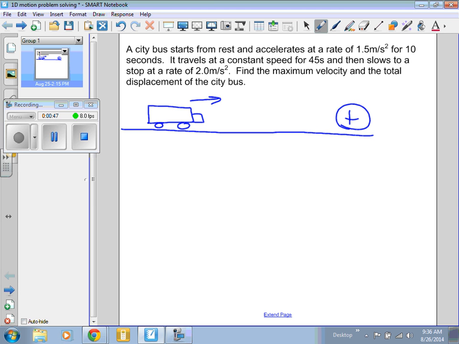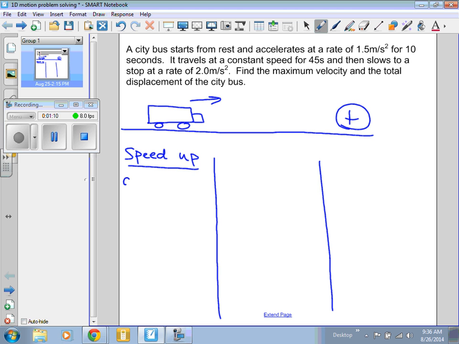So I know that I have 3 different sections of motion. The bus speeds up, then it goes at a constant rate, and then it slows down. So I'm going to write out my knowns for those 3 sections of motion, and I'm going to visually separate my paper for that. So when we're speeding up, we know that the acceleration is equal to 1.5 meters per second squared. We know it starts from rest, so the initial velocity is equal to 0 meters per second. And we know that this happens for a duration of 10 seconds.